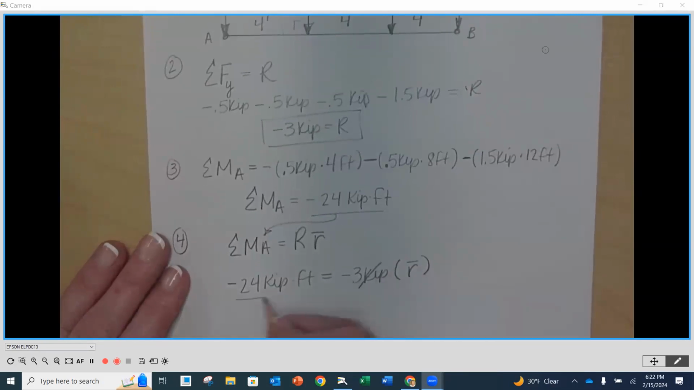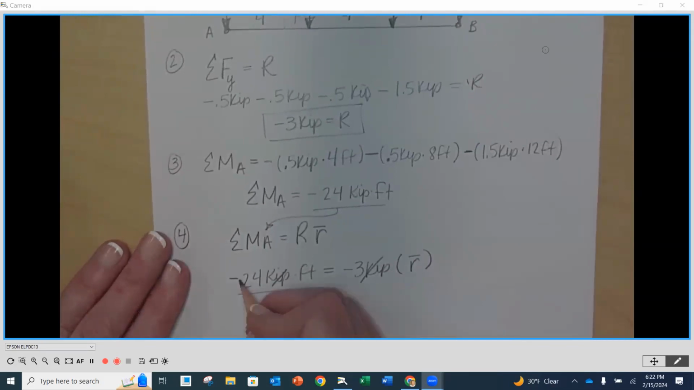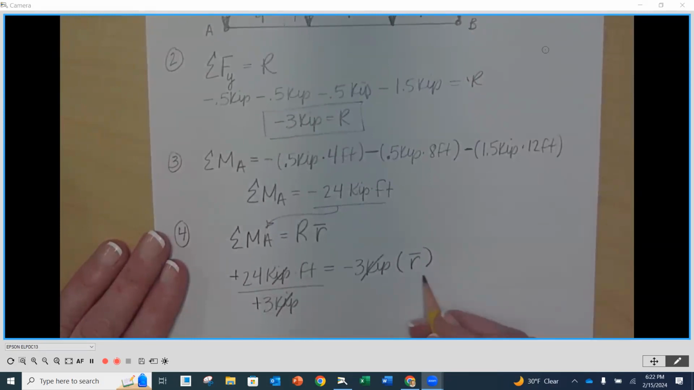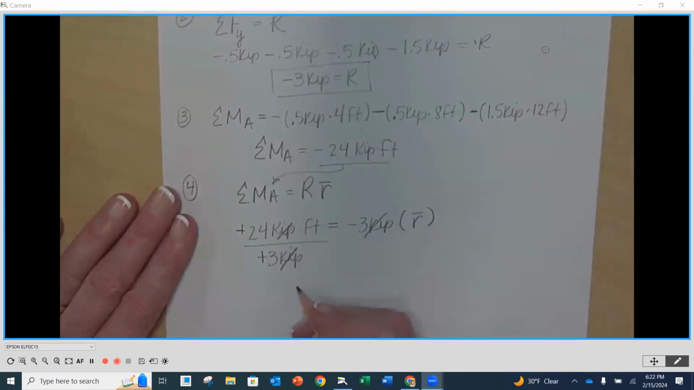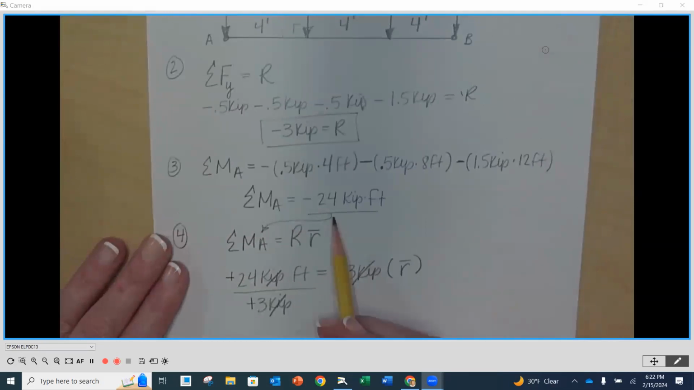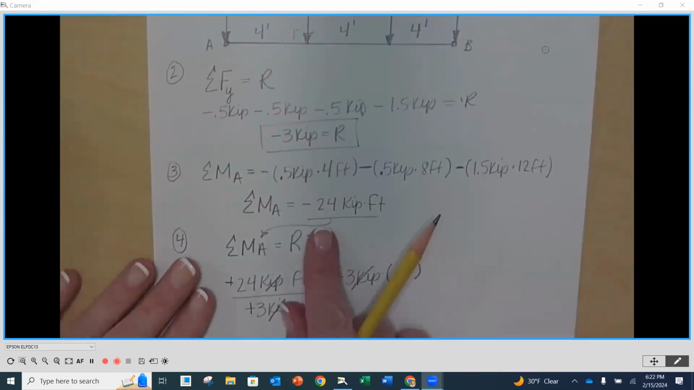So solving for R bar, negative 3 kips, cancel kips. We make top and bottom positive, feet are left for an R bar, and 24 divided by 3 is, I think it's 8, right? Oh, you got negative 20? Let's check. James, you got negative 24, right? You got negative 24. Check one more time, Jack.